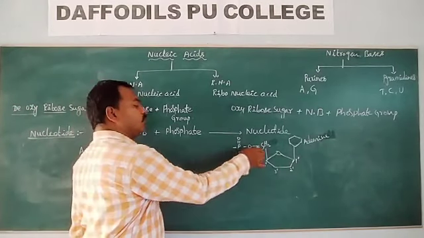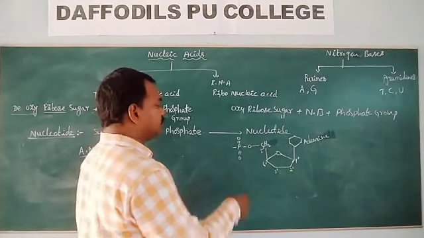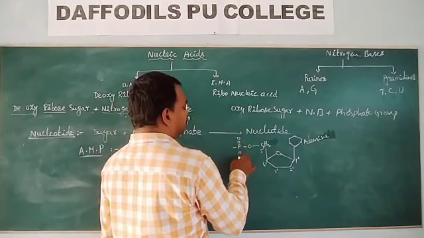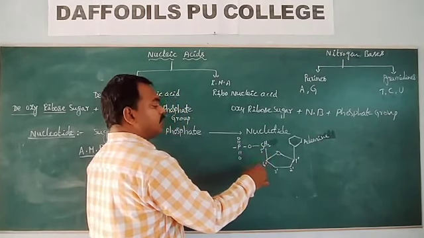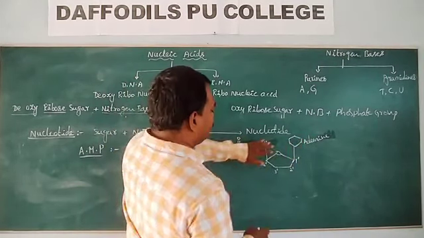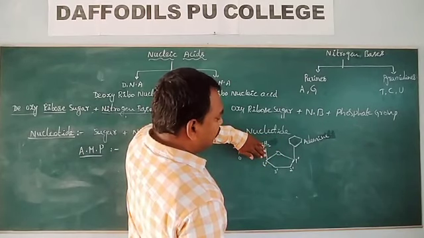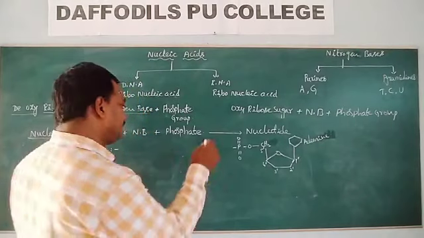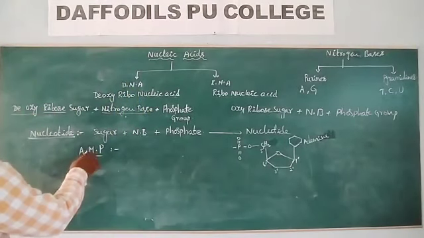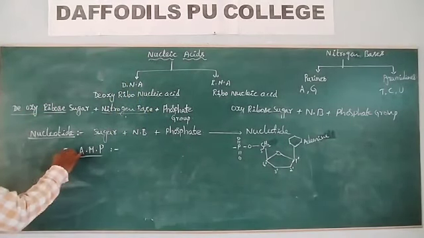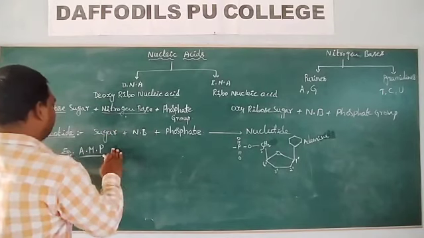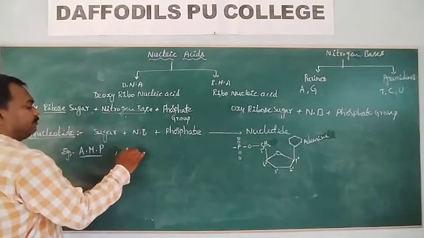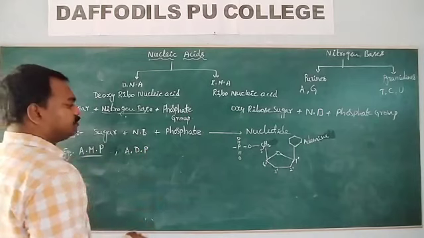This is adenosine monophosphate. Adding up to this part, adenosine, another phosphate group is there. So this is adenosine monophosphate. This is an example of a nucleotide. Another example, adenosine diphosphate.